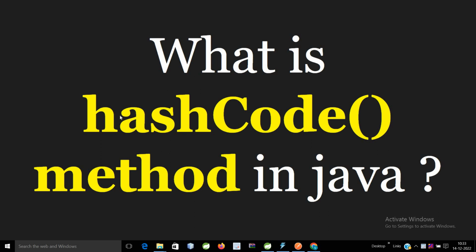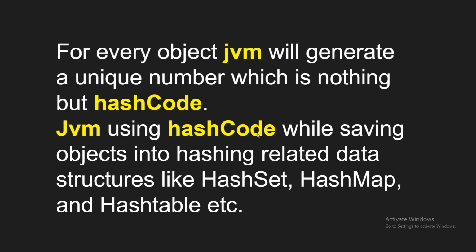What is the hashCode method in Java? For every object, the JVM will generate a unique number, which is nothing but the hashCode. The JVM uses the hashCode while saving objects into hashing related data structures like HashSet, HashMap, and Hashtable etc.